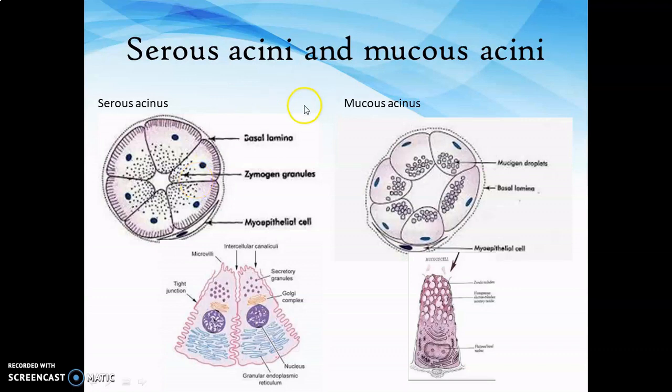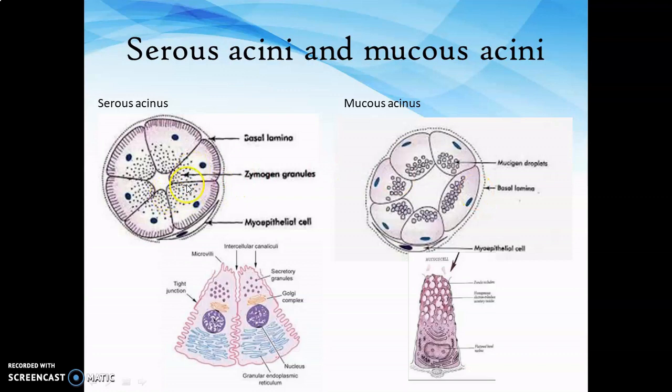Now let's see the structure of an individual serous and individual mucous acinus. As you can see here, the serous acinus and mucous acinus. The acinar cells or secretory epithelial cells are arranged in a spherical form in serous acini, whereas in mucous acini they are arranged in a tubular or ovoid form.